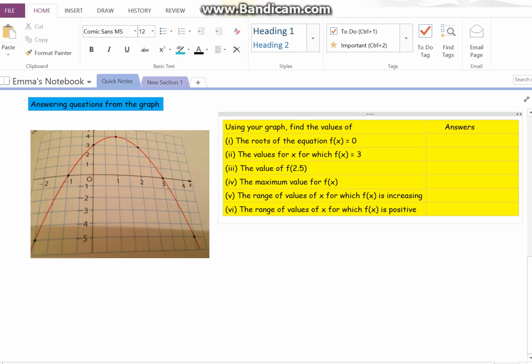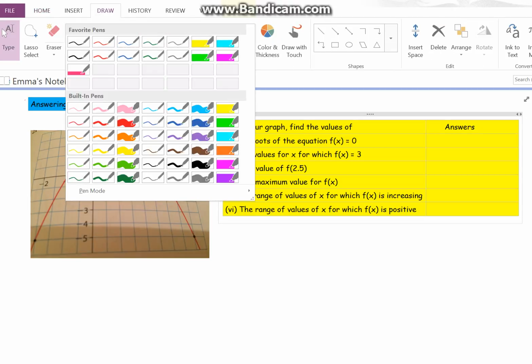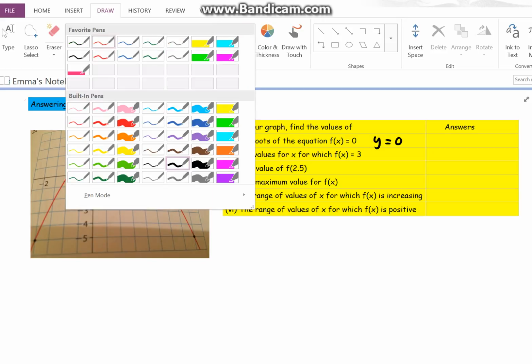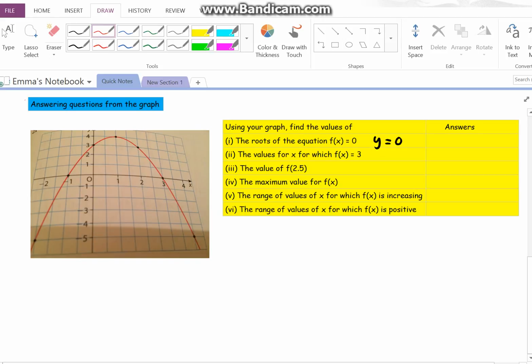Okay, so find the values of the roots of the equation f of x equals 0. So that first one, f of x equals 0. So we know straight away that when f of x equals 0, that actually means when y is equal to 0. So beside that, I'd write when y is equal to 0, because that will help us when we're doing that. Okay, so when y is equal to 0, we'll just get a different colour pen, and we'll go across from when y is equal to 0. So we know that y is equal to 0 right here, as is x. We want to find when y is equal to 0.